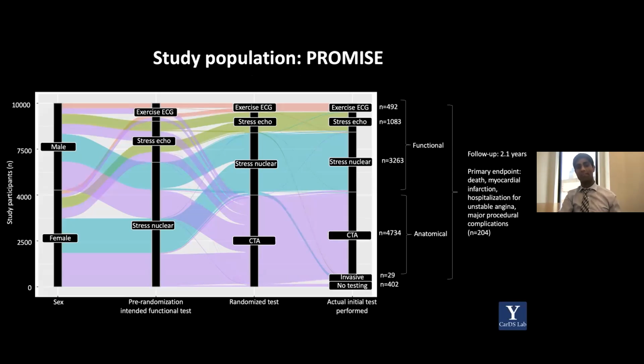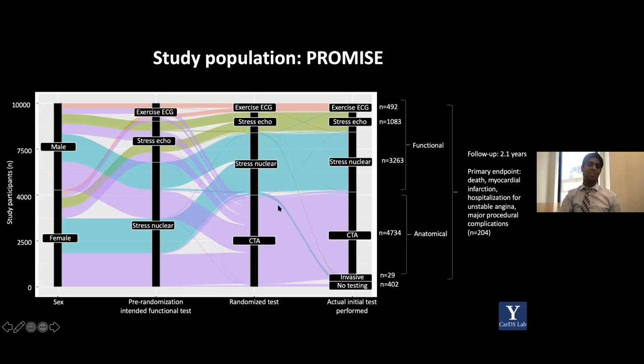This is an NHLBI-funded trial, so it was available to us through the BioLINCC portal. We can start this assessment of the population from the right, as it's easier to see from there. Half the population got anatomical testing, half got functional testing. Within functional testing, the vast majority underwent a stress nuclear test, which is the perfusion test, assessing how much blood actually reaches the tissue during stress and vasodilation, versus echocardiogram and ECG. And this reflects, I would say, even current practice, where nuclear stress tests are the predominant stress test.